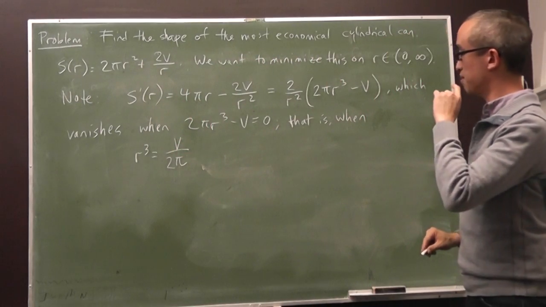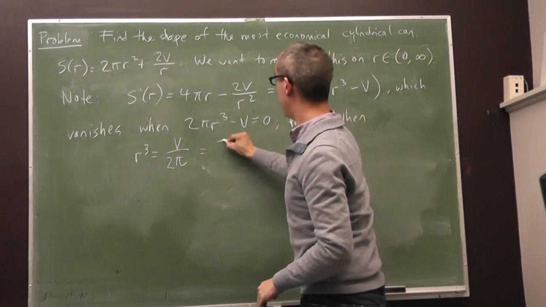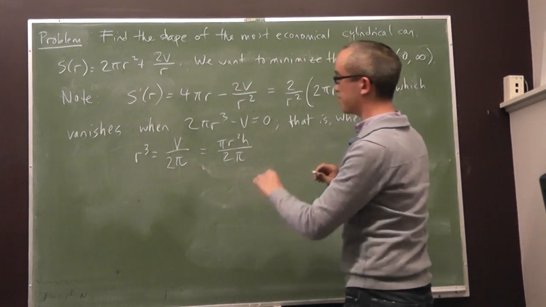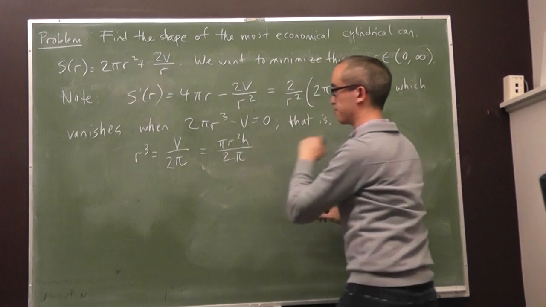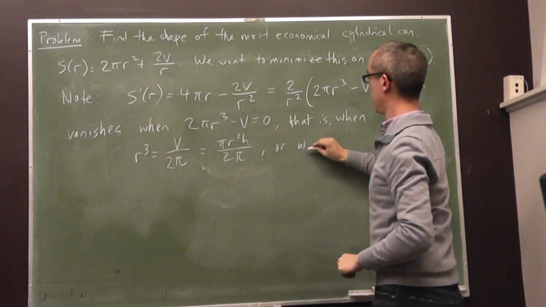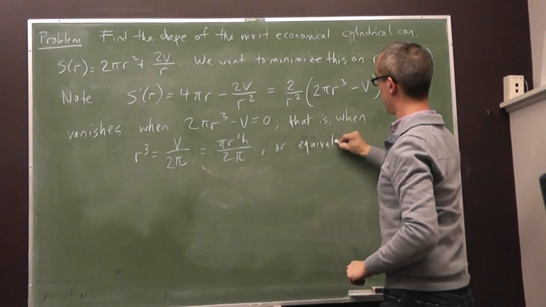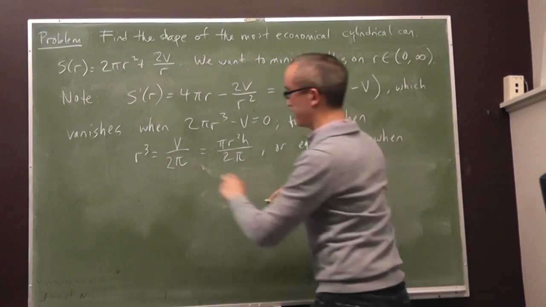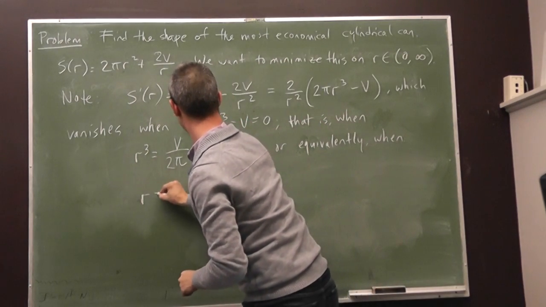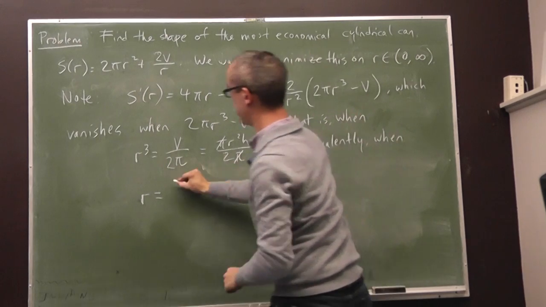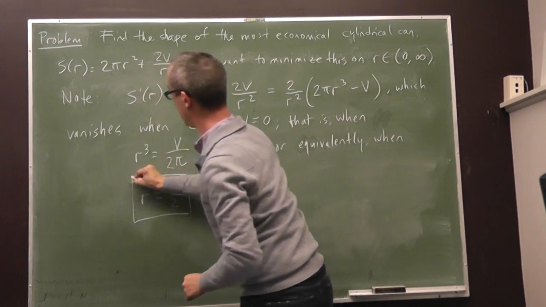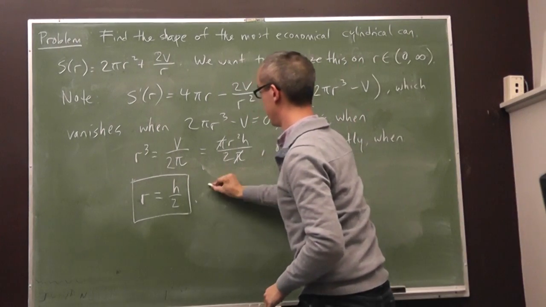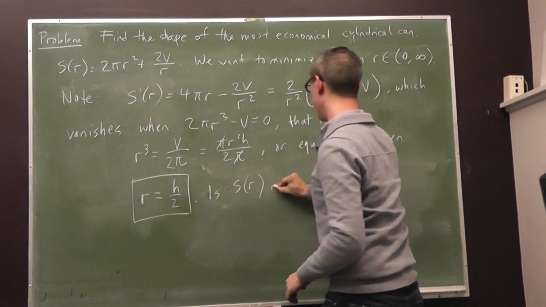But what is v? Well, v is the volume of the can, and we know that that's given by pi r squared h. And so we have this relationship between r and h. So our derivative vanishes when, and now I'm just going to solve for r, when r is equal to h over 2. So this is our critical point, and we hope it's our minimum. So let's check. Is S of r minimized?